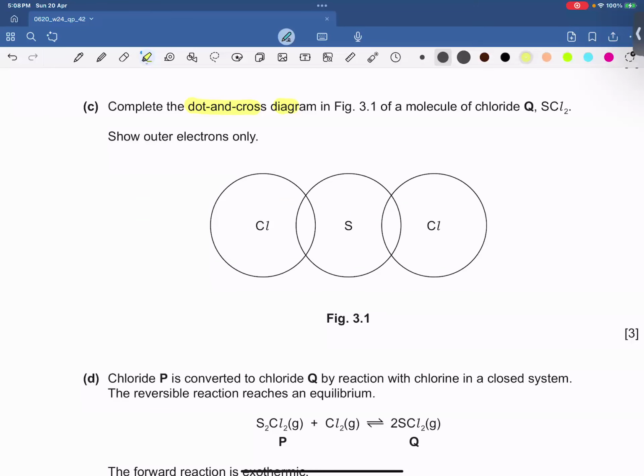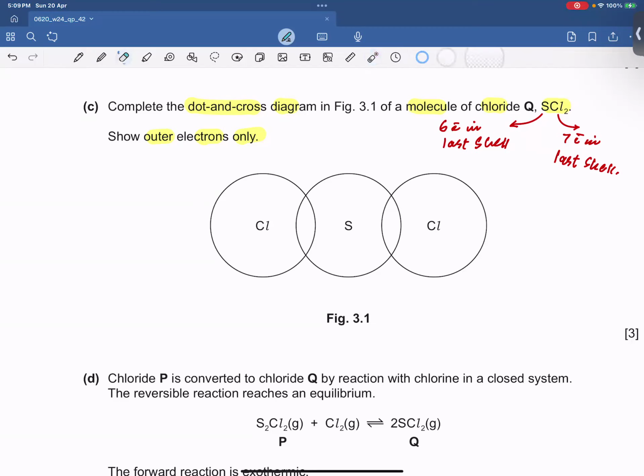Complete the dot and cross diagram of a molecule of SCl2, showing outer electrons only. By the way, sulfur contains 6 valence electrons and chlorine contains 7 electrons in the last shell. And obviously sulfur and chlorine both form one covalent bond between them, which means 1 electron of each element is shared together. So that's the concept we need to apply.